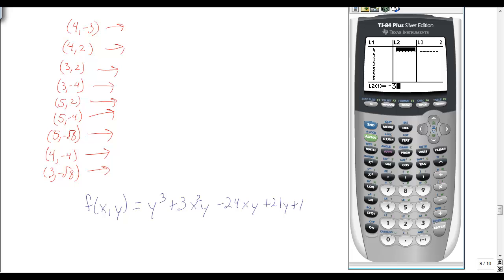I'm going to do negative 3, 2, 2, negative 4, 2, negative 4, negative square root 8, negative 4, negative square root 8. I enter those in, and then in L3 I can essentially put this function here. So y's, those are in L2. I'm going to do second.